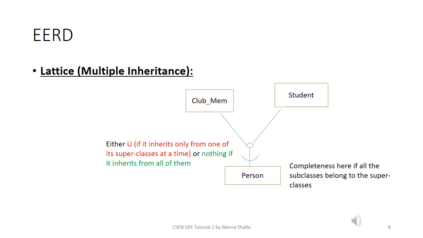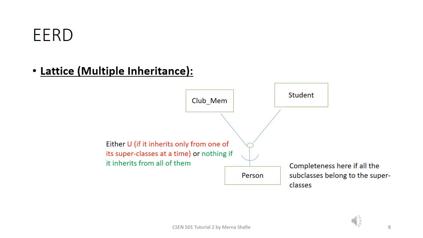So this is the first question that we need to ask ourselves. Does this subclass inherit from all of them at a time? If this is the case we will leave it empty. Or does it inherit from only one of them at a time? If this is the case, then we will put a U inside this circle.